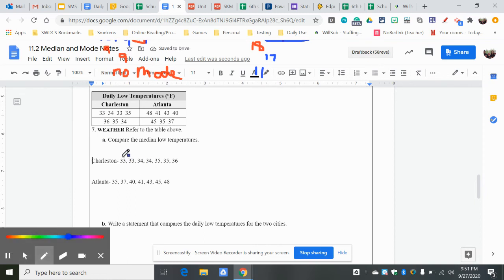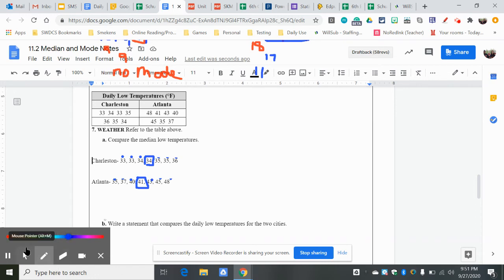Because now with your pencil, let's count in to find our median here. So for my median for Charleston, if I counted in, it should have been 34. If I count into the middle here, my median for Atlanta is 41.